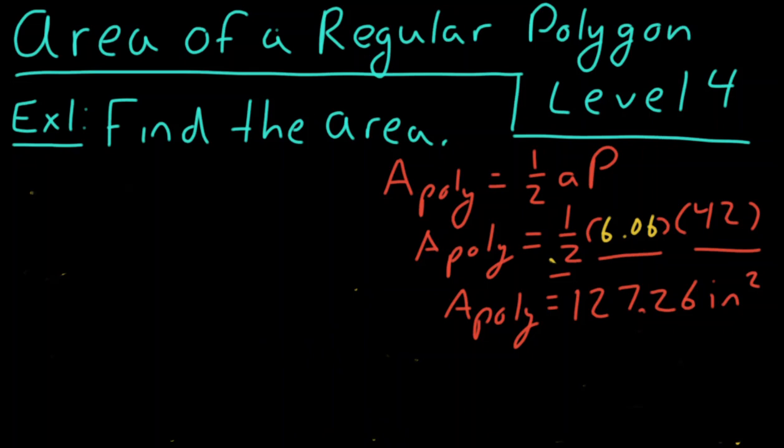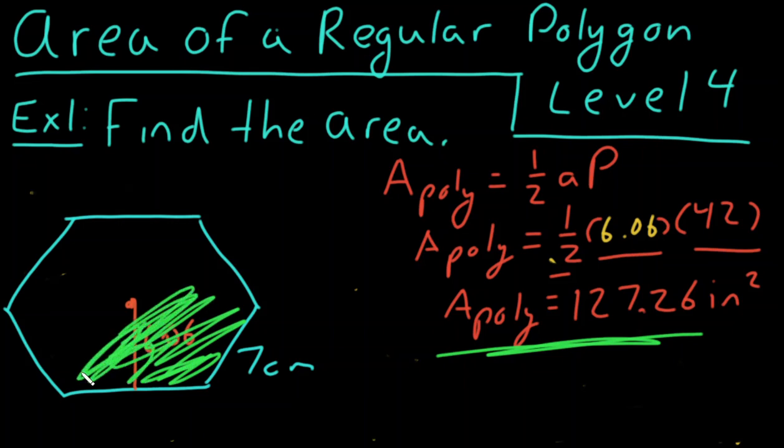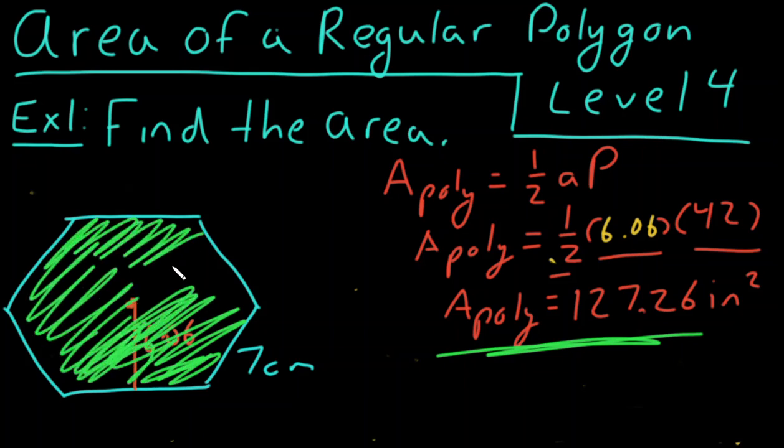Well, let's go back to that teal. We had our hexagon look something like this. And we know it had a side of 7 centimeters. And going back to our red, we know that our apothem, we found that to be 6.06. And really, I'm just going to use this light little green here. What we found here was all of the space on the inside. So if you were to shade in this whole thing, how much space would it take up? Well, it would take up 127.26 square inches. I hope this helps, and good luck.